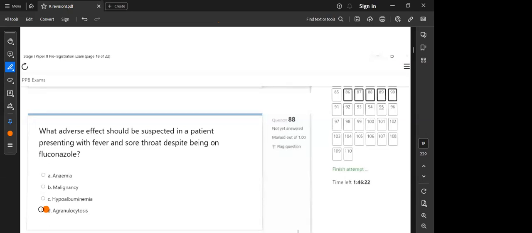I don't think the question is asking what's the adverse effect of it. Yeah, I was just trying to understand. Why is there still fever and a sore throat despite being on fluconazole? Yeah. So I think I went for granulocytosis because that would weaken the immune system. That's a weakened immune system. So I guess, yeah, fewer neutrophils. That makes sense.